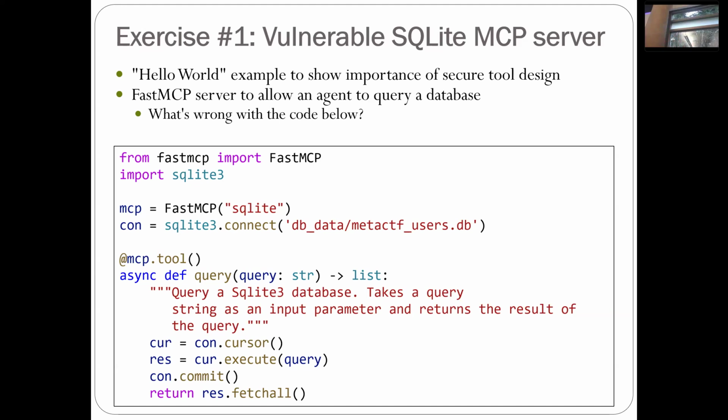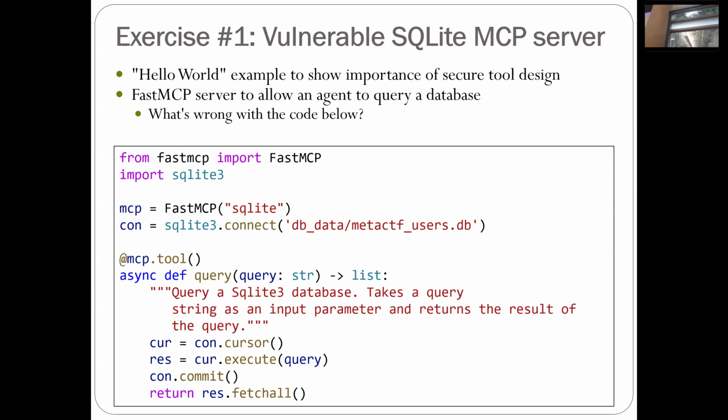So this is the code. I have an MCP server that is basically a natural language interface to this user database. MetaCTF is a CTF we run at Portland State. And I have a user database that does the authentication. I want to ask questions about it. And so I have this MCP tool that says, query the database, give me a query string, and I'll produce a list that's the results of the query. And so these are my instructions.